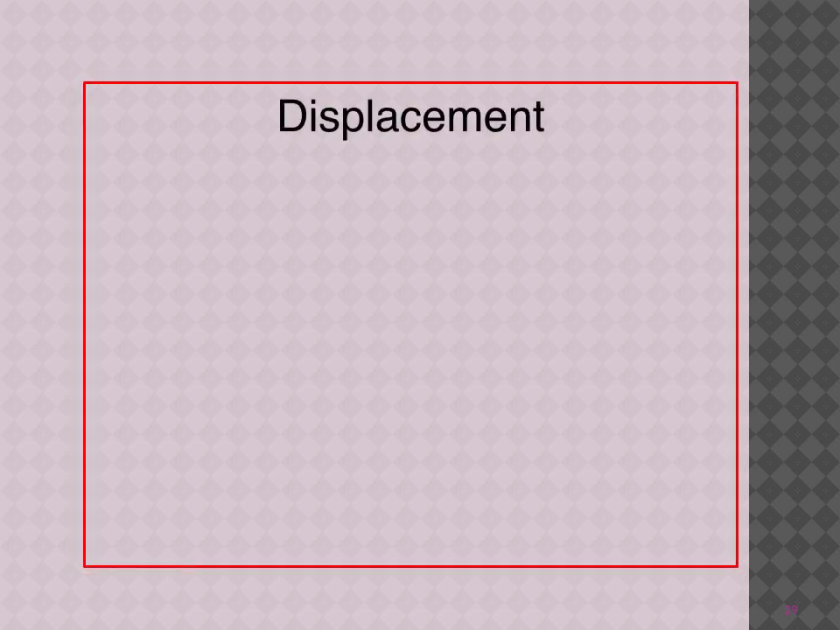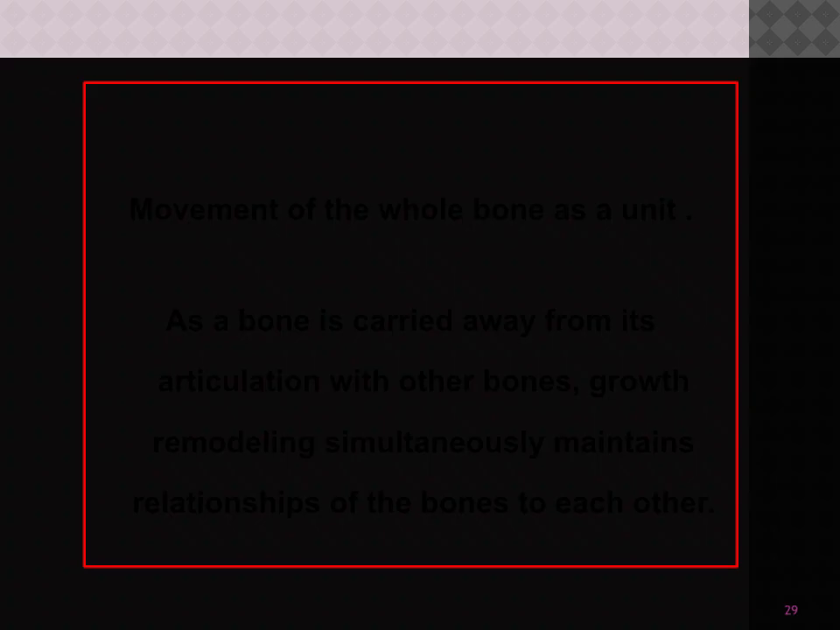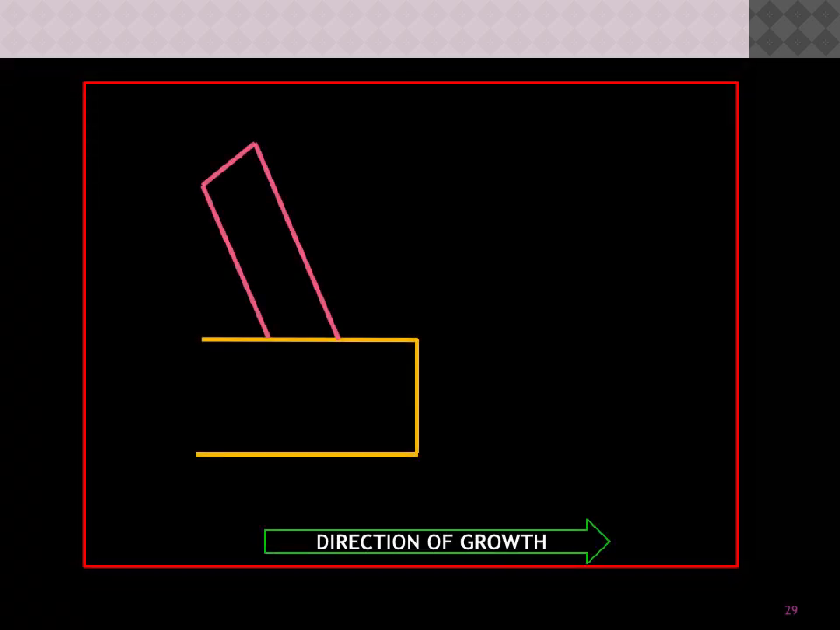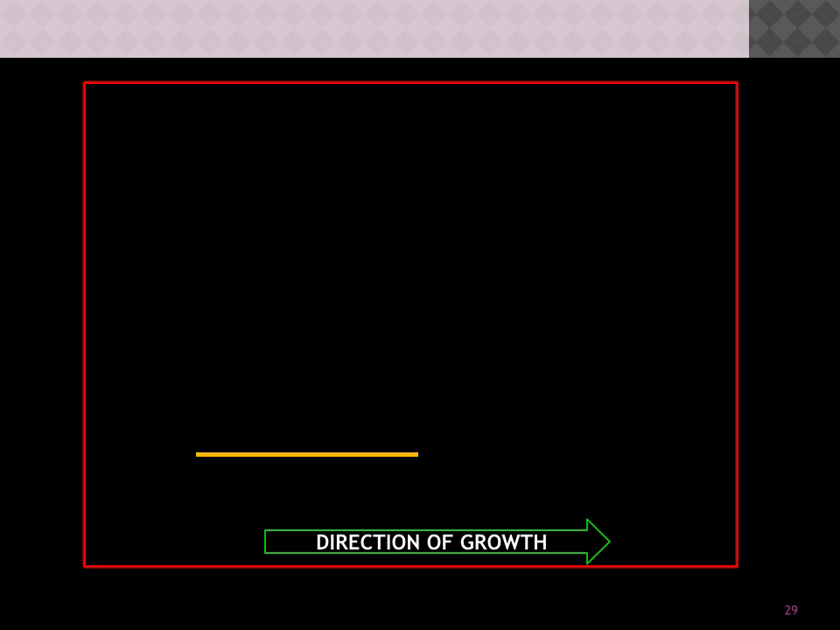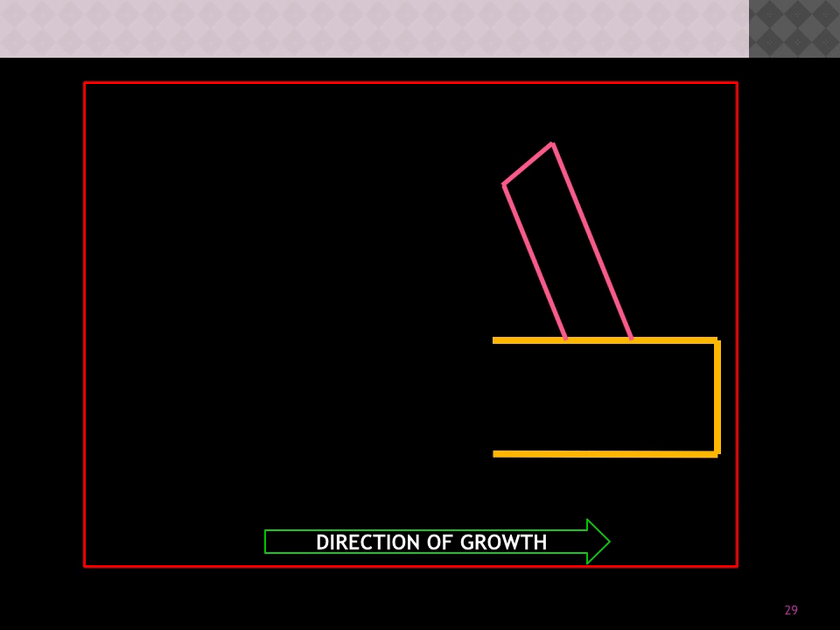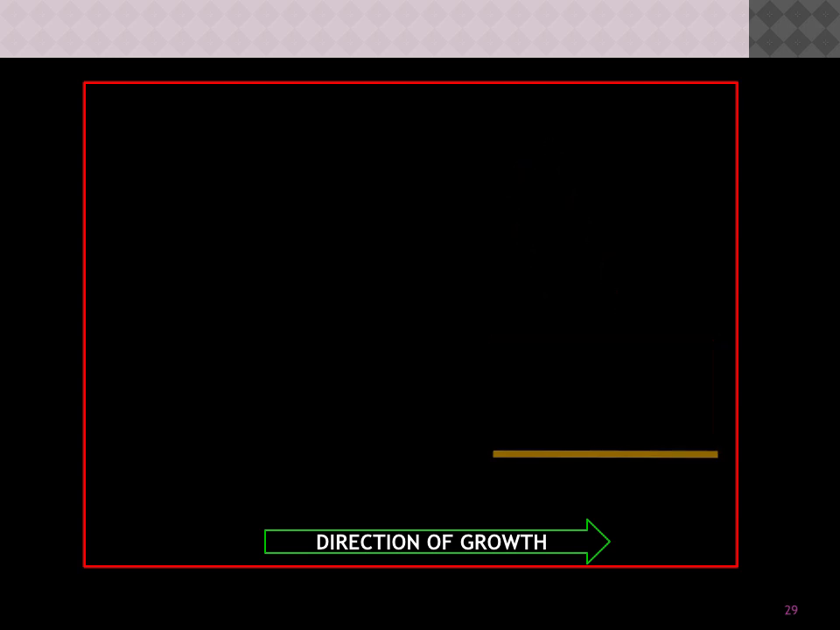Then we move on to displacement. Displacement is basically movement of the whole bone as a unit. Okay, so that's called displacement. It actually involves deposition and resorption, and as I've told you already, in general, as there is deposition happening on one side and resorption on the other, there is displacement of the bone also happening because the bone is going to move in the direction of deposition. So displacement is being accompanied by remodeling. So all these growth terminologies are actually interrelated.